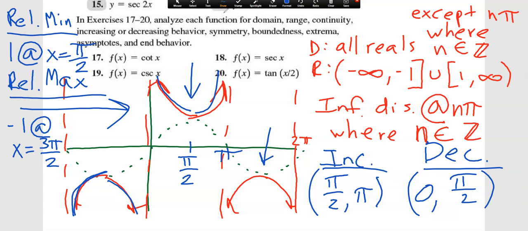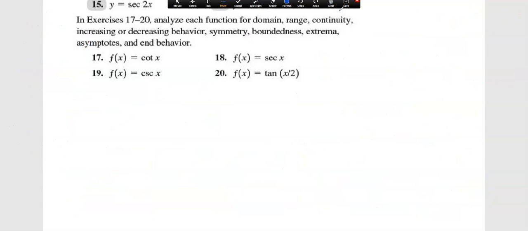End behavior. What's going on? End behavior. This would be really cool if I could just write this as a limit, right? What's the limit as x goes to infinity?